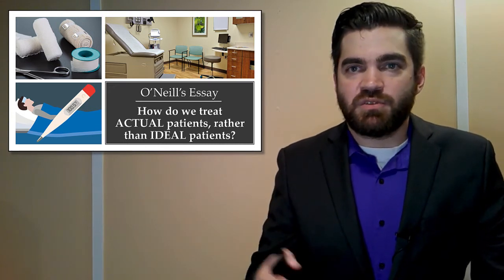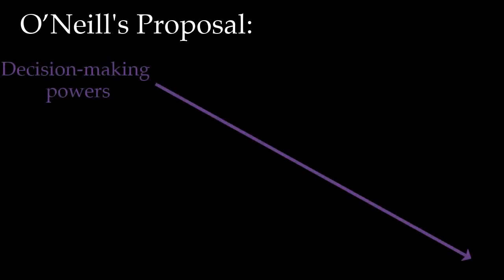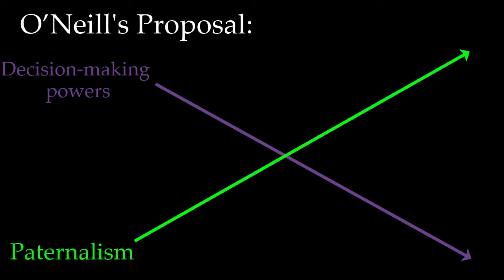And O'Neill, I think, gives a really helpful way of thinking about this. To put the basic idea in a chart, the idea might be something like this. As somebody's decision-making power, so their ability to think clearly, their ability to understand what's being told to them, their ability to weigh different options, as that decision-making power diminishes or declines, paternalism needs to increase. So the less a patient is able to make their own decisions, to think clearly, the more they need someone else to make decisions on their behalf.